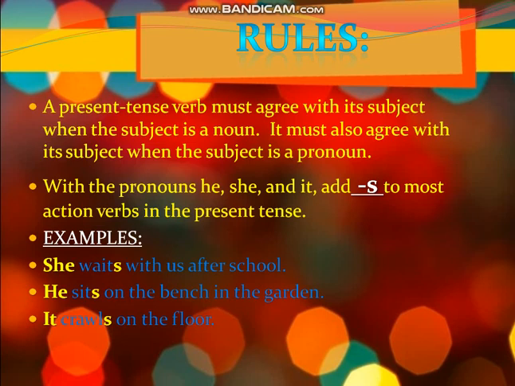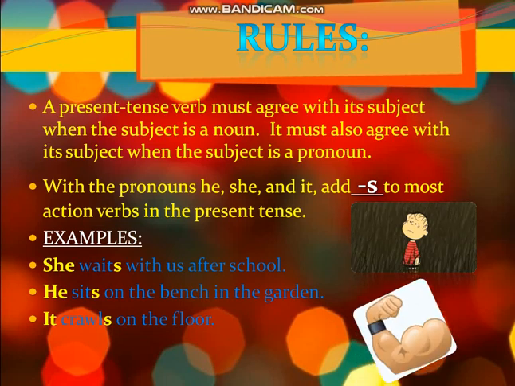Let's read the examples together. She waits with us after school. Where is the subject pronoun? She. She is only one, singular. A lonely person. A weak one. She needs help. That's why we're gonna add something to the action verb. Yeah? Check. We added s here, right? He sits on the bench in the garden. He is also a lonely person. Check. He's alone, weak. He needs help. He needs something or someone to support him, you know?